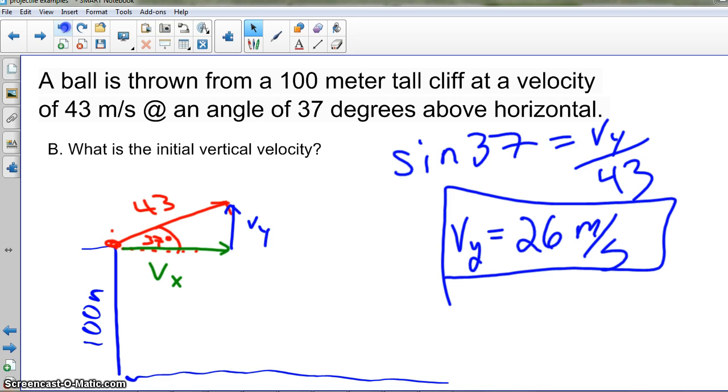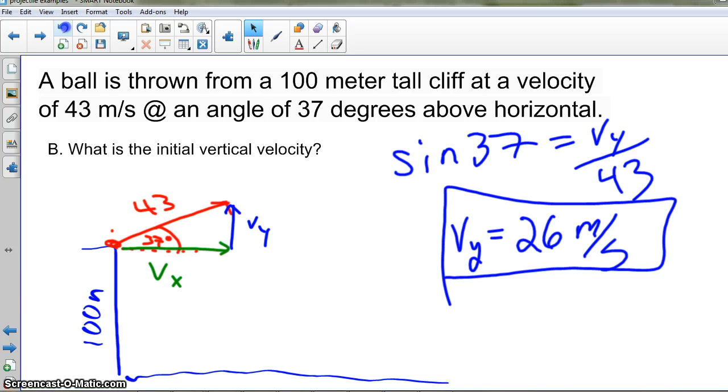Now, unlike the x velocity, though, we have to realize that this number is only true at the moment that it's thrown, right here. That's the only time its velocity is 26, because it's just like when you launch something straight up in the air, it's going to go slower and slower and slower, and then it's going to stop, and then it's going to come back down, down, down, down.